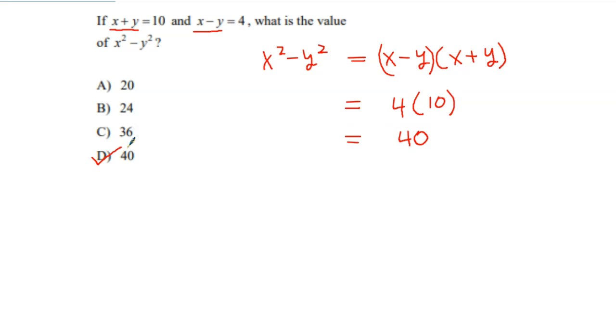Okay, so you have to know the instances in which you're supposed to apply this.